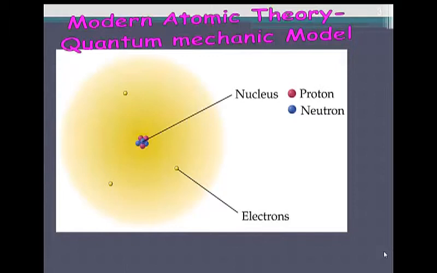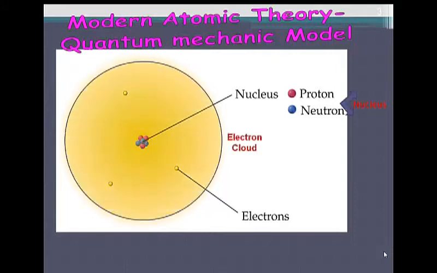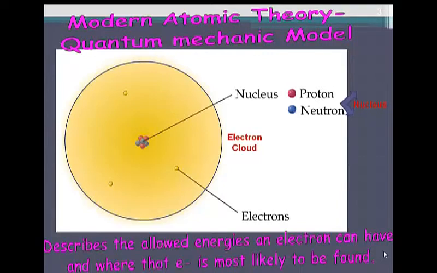In the quantum mechanical model, the nucleus, which consists of protons and neutrons, is surrounded by an electron cloud. Basically, a place where the electrons are constantly buzzing around or constantly moving in. The clouds describe the energies that an electron can have and where that electron is most likely to be found.